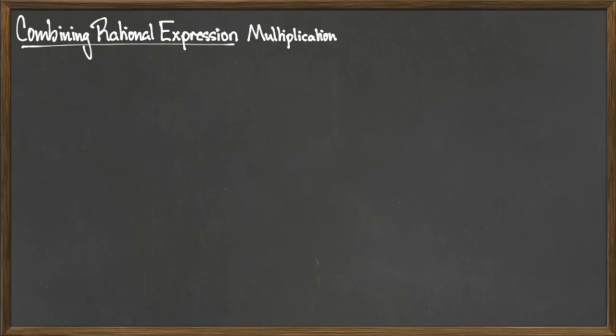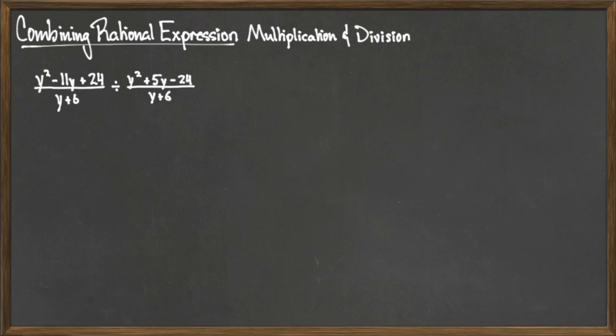Next, we'll consider a division problem. So we're going to divide the following 2 given rational expressions. Our division rule says to take the fraction that's on the right and reciprocate it, or flip it upside down. Then we can rewrite our given expression as the following.